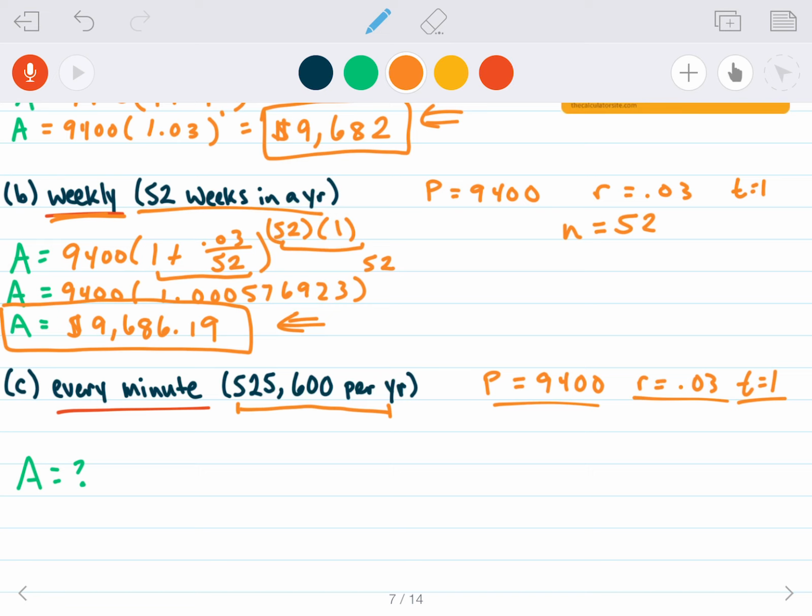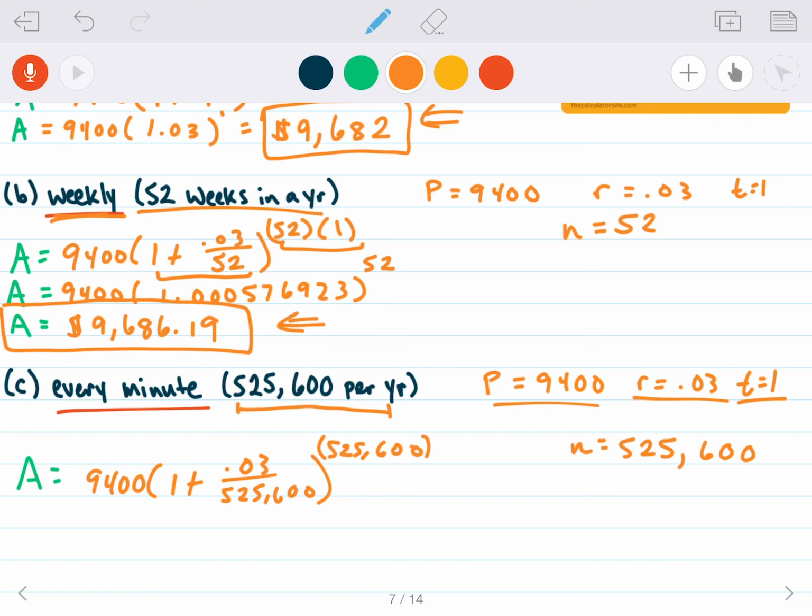I don't know if you guys know that one, but in this case, my point is that N is going to be 525,600. And now we can just plug everything into our formula. So again, principal is 9,400 times 1 plus interest rate divided by the number of times we compound. And this is all going to be raised to the 525,600 minutes times t. There we go.